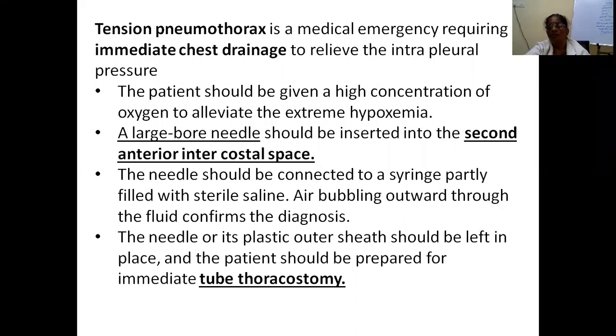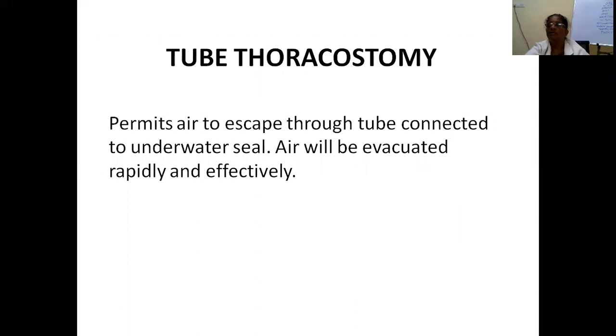Immediately the needle should be left in place, and we should prepare for introduction of an intercostal tube. So what is this tube thoracostomy? We have heard that tube thoracostomy is used for empyema, hemothorax, chylothorax, pneumothorax, and several conditions of massive pleural effusion. We need to put a tube in the thoracic cavity. So introduction of an intercostal tube into the thoracic cavity is tube thoracostomy.